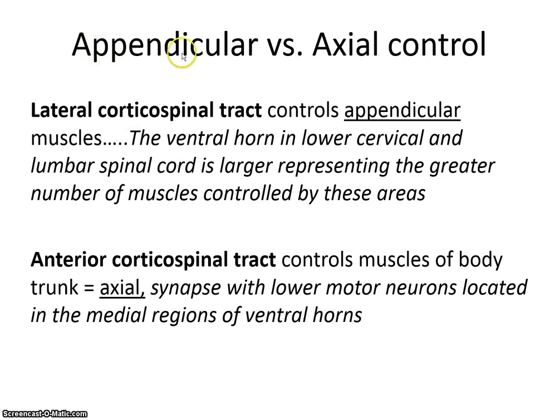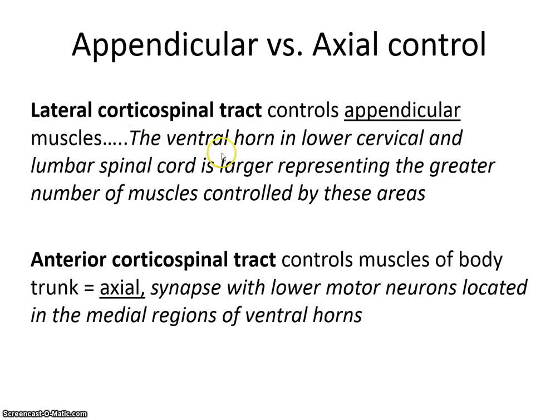So here, the appendicular versus the axial control, it turns out that the lateral corticospinal tract is responsible for appendicular muscles, and the ventral horn in the lower cervical and lumbar spinal cord is larger, representing the greatest number of muscles controlled by these areas.